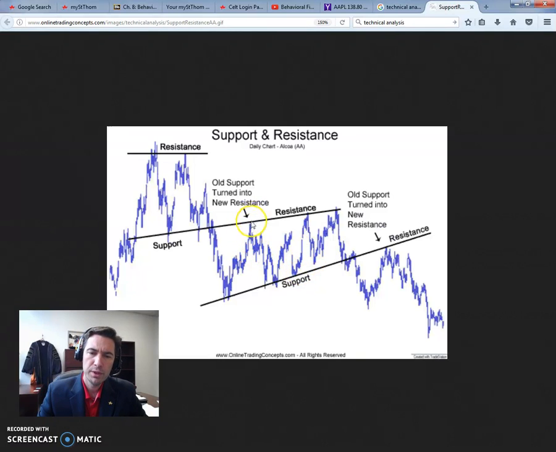Or maybe when it reaches the resistance, you might say, let me short the stock. And you short it, you hold it right here, and then you cover your short.